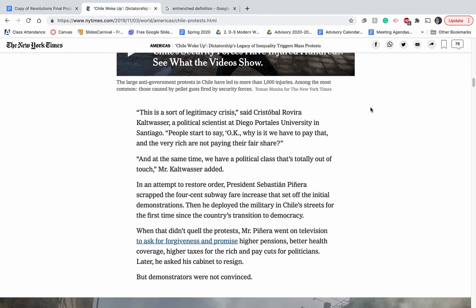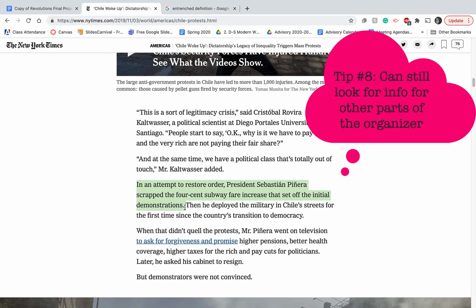Oh, interesting. I know I wasn't looking up short-term causes, but I think I found it. Let's read what this says. In an attempt to restore order, President Sebastián Piñera scrapped the 4-cent subway fare that initially set off demonstrations. Oh, so I'm just going to pause and think, wait a second. So they must have been demonstrating because they increased their subway fare.